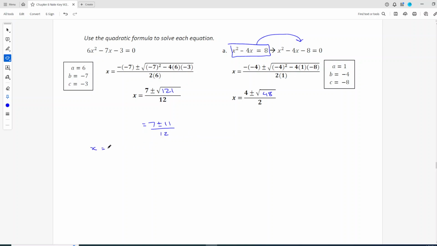My answers would be 7 plus 11 over 12, which is 18 over 12. And then 6 goes into both 18 and 12 to leave me with 3 halves. And then for this one, I could do 7 minus 11 over 12. 7 minus 11 is negative 4 over 12. 4 goes into both 12 and 4 to leave me with negative 1/3. I got 2 rational solutions.